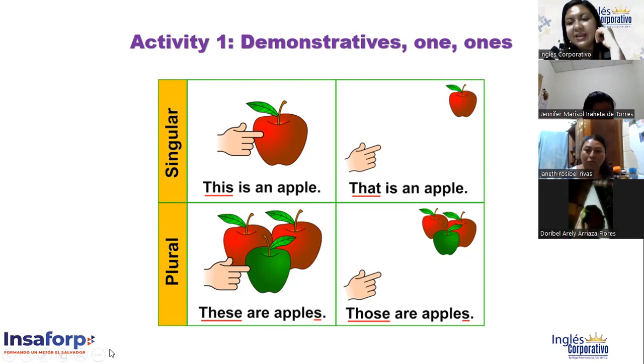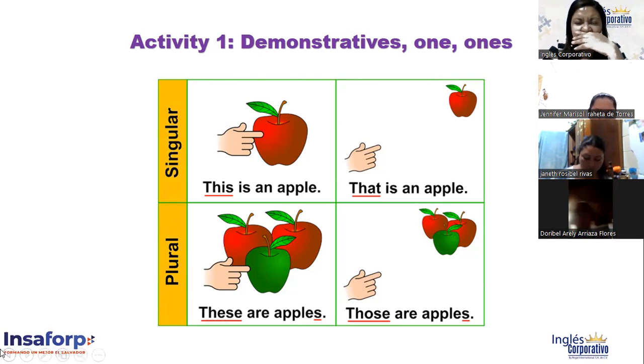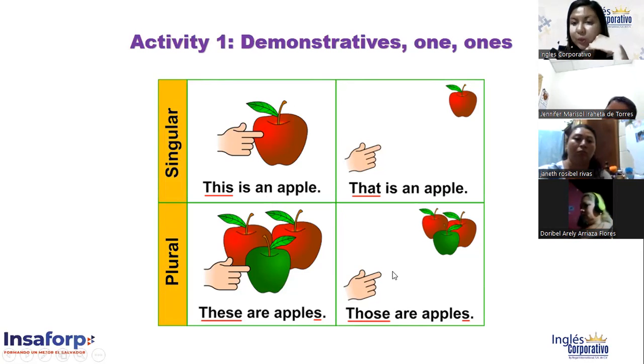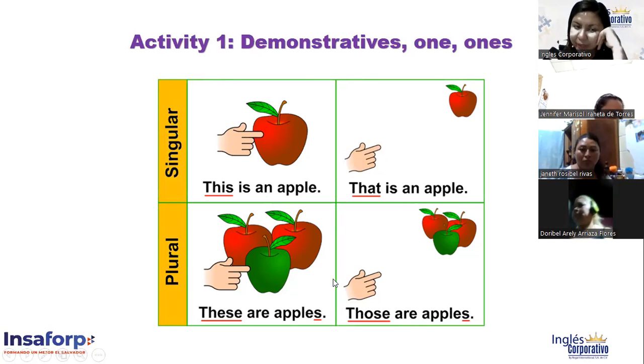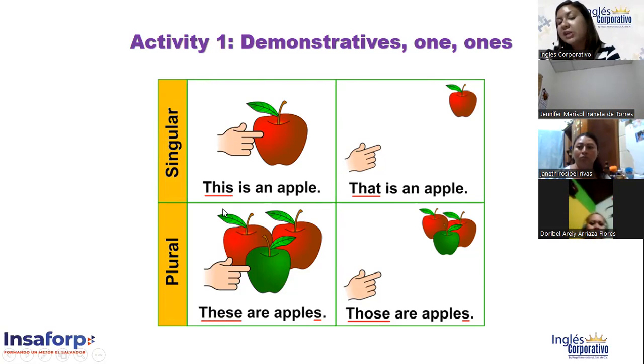In plural, we say, these are apples. These are red and green apples. Plural, but far, far in distance, we say, those are apples. Okay, so we say: this is, that is, these are, and those are. Can you tell me what is the difference in pronunciation between this and these?